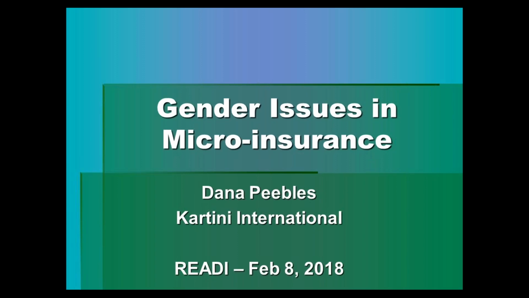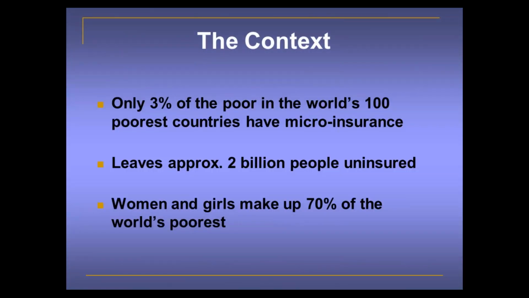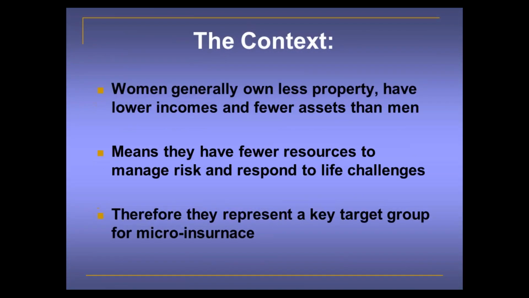And I wanted to give you also just a little bit of an idea of why that is the case. One is, for a variety of cultural and physiological reasons related to childbirth and history, a lot of different things, women generally own a lot less property than men. They have lower incomes and fewer assets. That means that they have a lot less resources to manage risk.